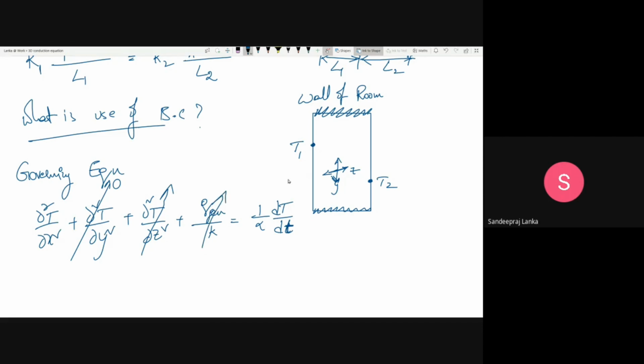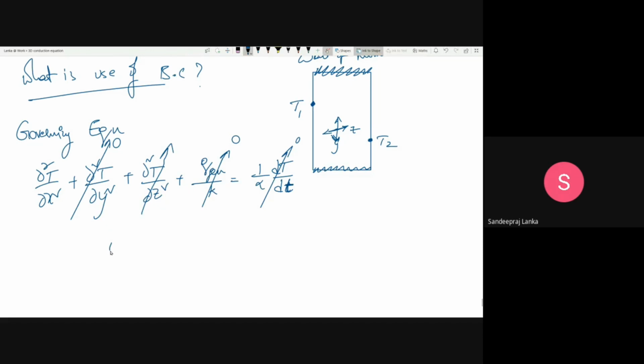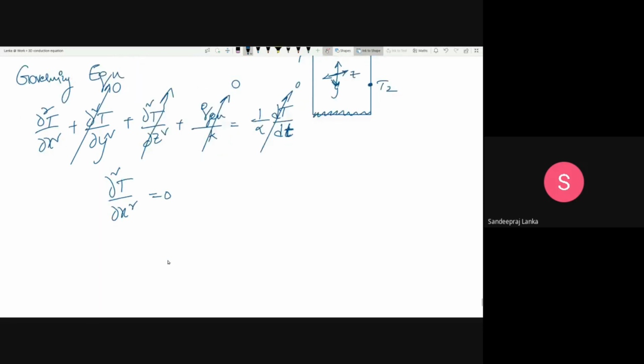Internally, there is no chemical reaction or nuclear reaction happening in the wall, anything of that sort. So this will be zero, and this will also be zero. This is more or less a steady temperature; the temperature on the wall is not varying with time. So what you have here is ∂²T/∂x² = 0, which is your governing equation.